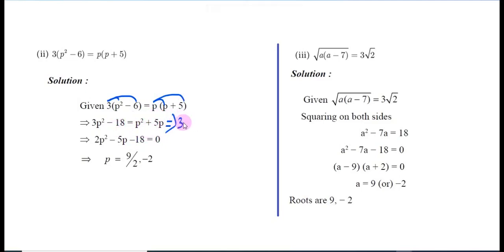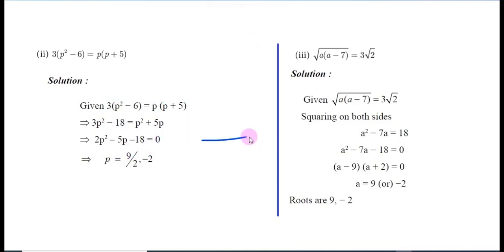Now move the right side terms to the left side. So already we have 3p square minus 18, and move this right side p square to the left side, so minus p square, because here we have plus p square, when it goes to the left side this will be minus p square, and here we have plus 5p, when it goes to the left side this will be minus 5p equal to 0. So 3p square minus p square, this is 2p square, and minus 5p minus 18 equal to 0.